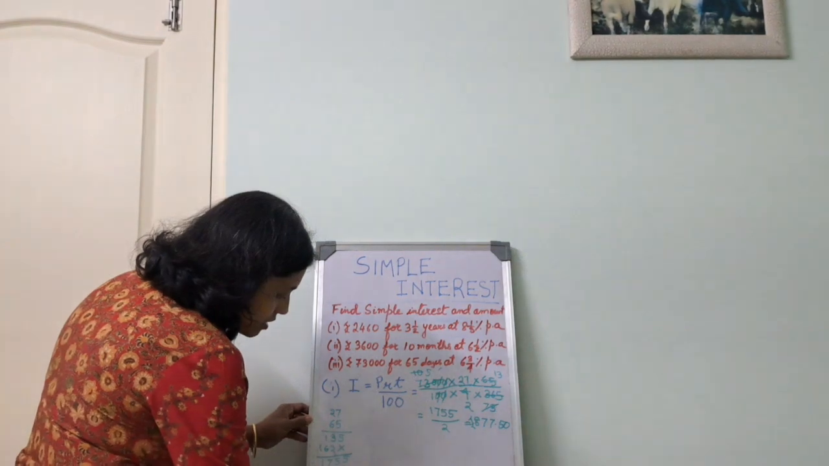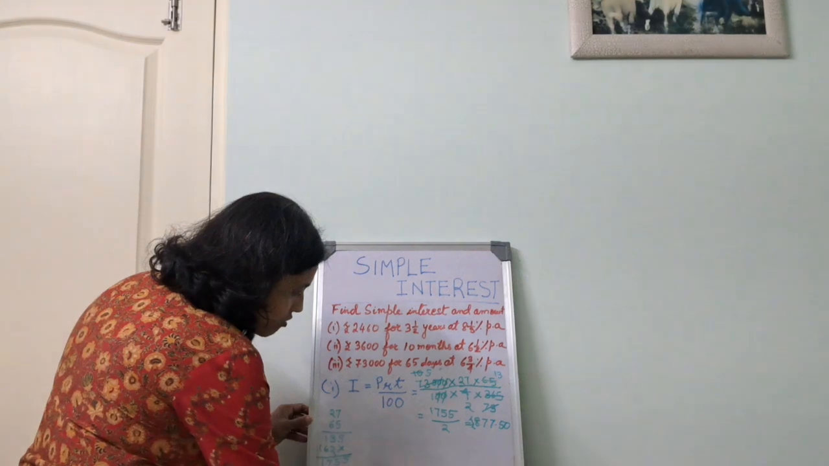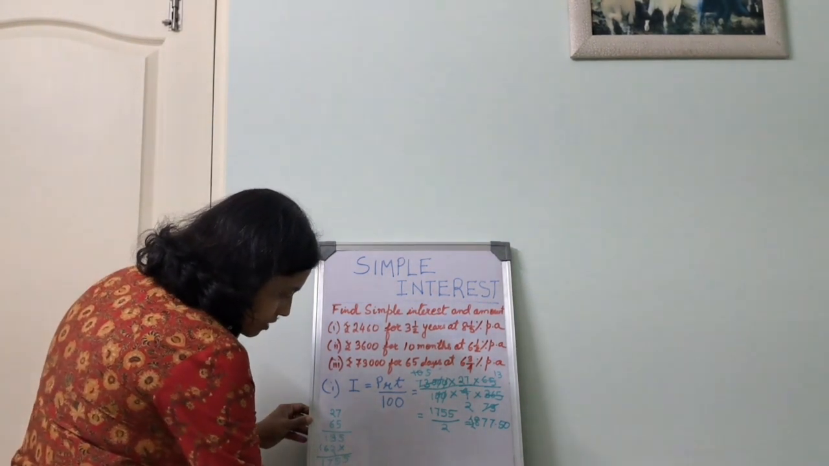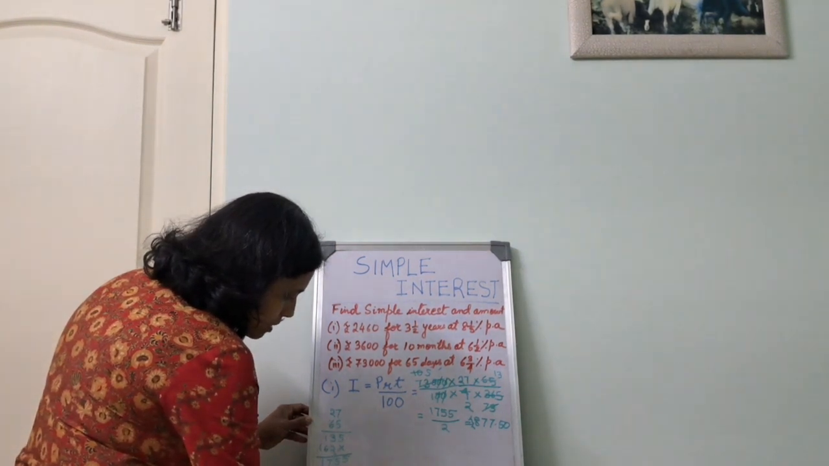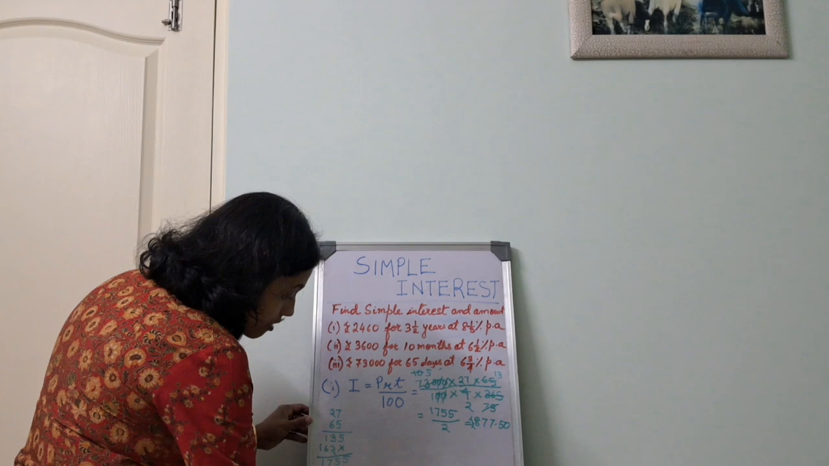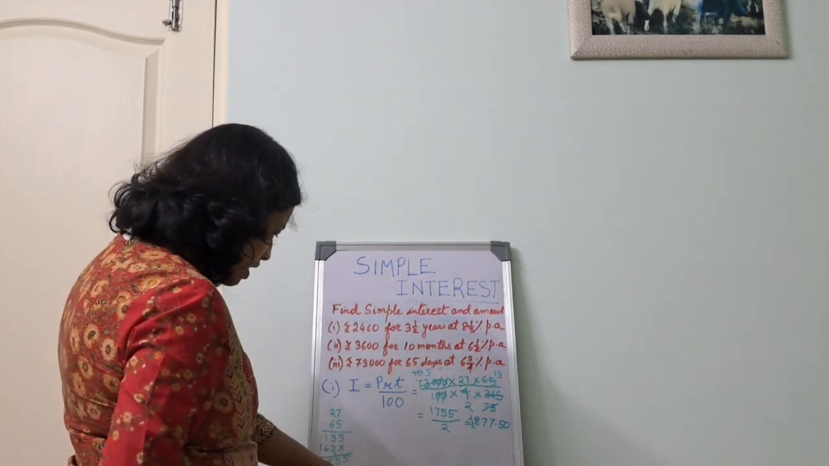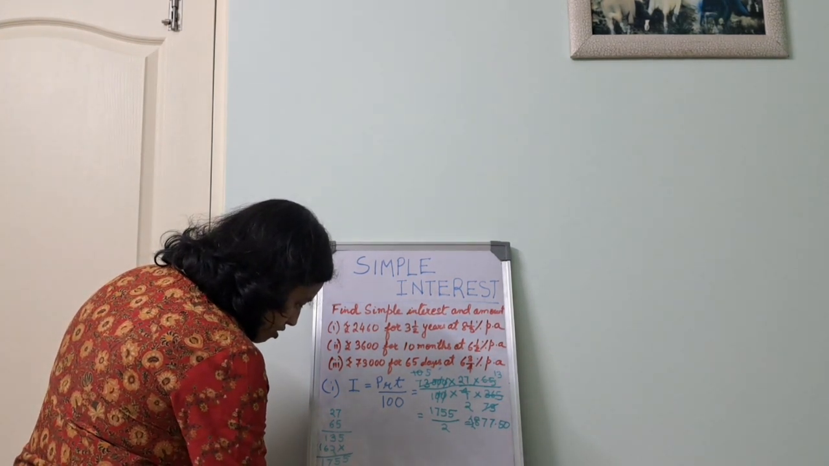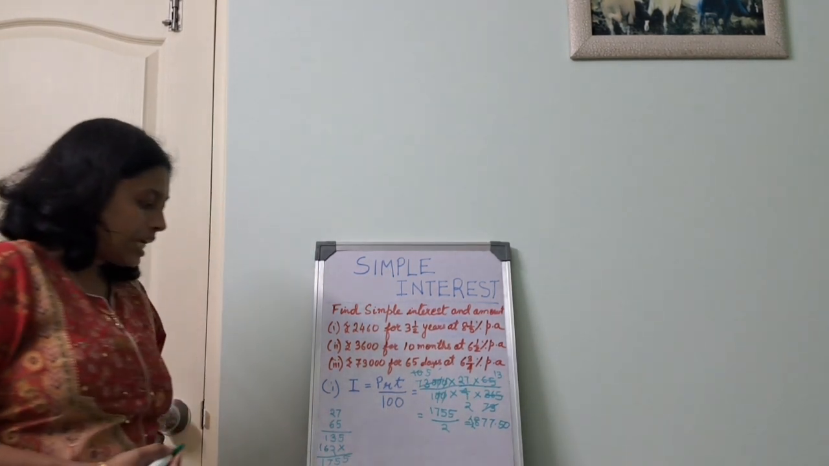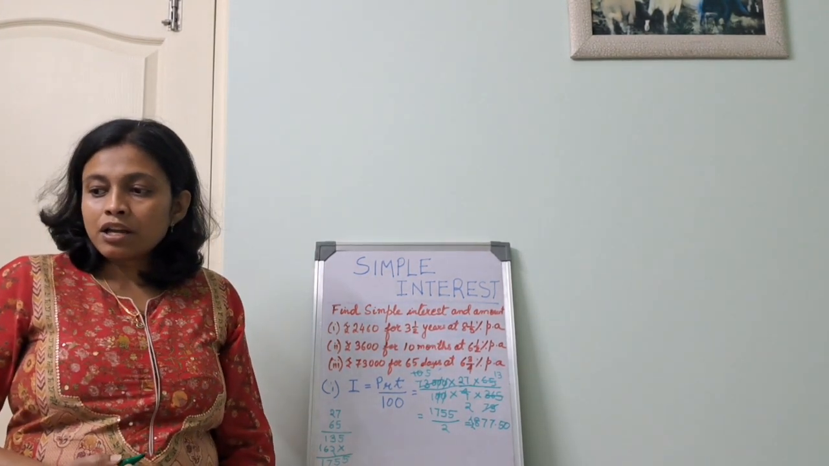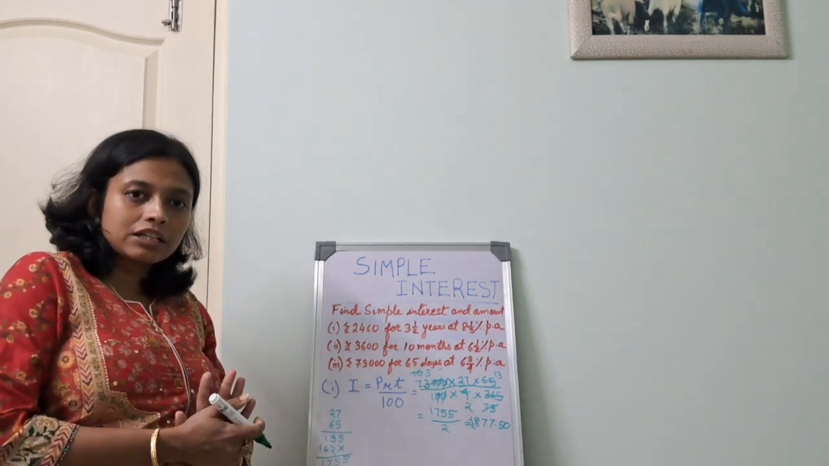So your principal is 73,000 plus this is 877.50. So how much do you get? 0.50. Units place 7. Tens place 7. Hundreds place 8. So it is rupees 73,877.50. Okay. So hope the simplest ones are clear to all of you.